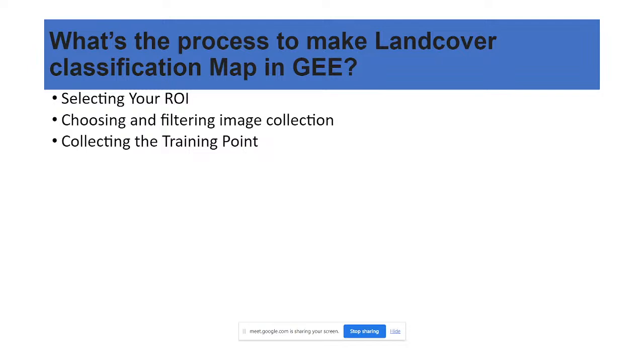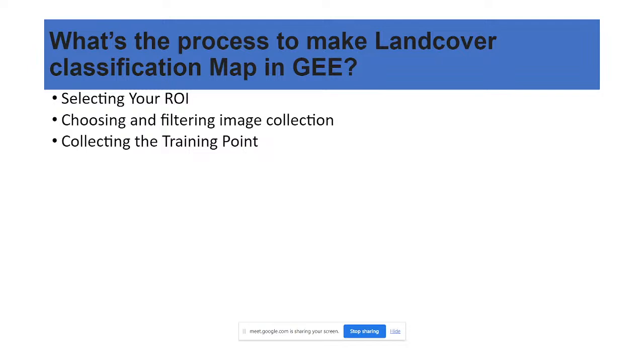This GPS location, we can simply import it in the Google Earth Engine platform as a CSV file. A specific longitude and latitude for a specific feature. Then use this as the training points. So there are two ways for collecting the training points.